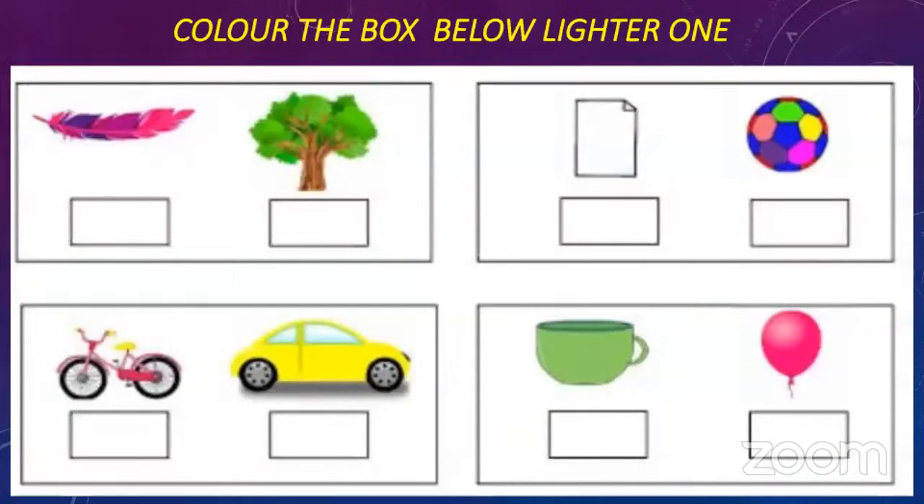Okay, now look here. What do you see? Color the box below the lighter one. Now you can see in each box there are two pictures. So what do we have to do? We have to color the box below the lighter one. Now let us do that.